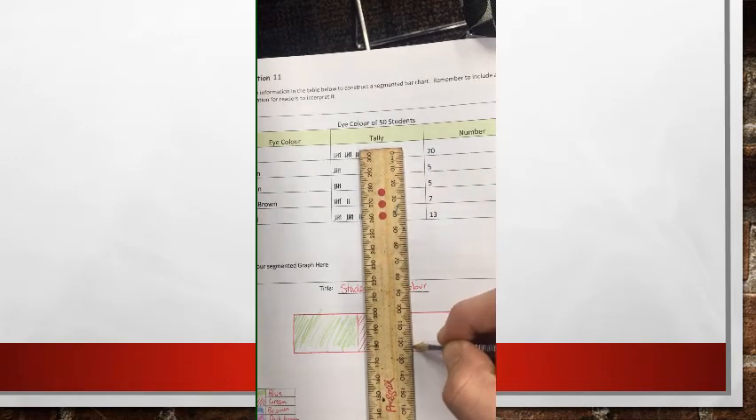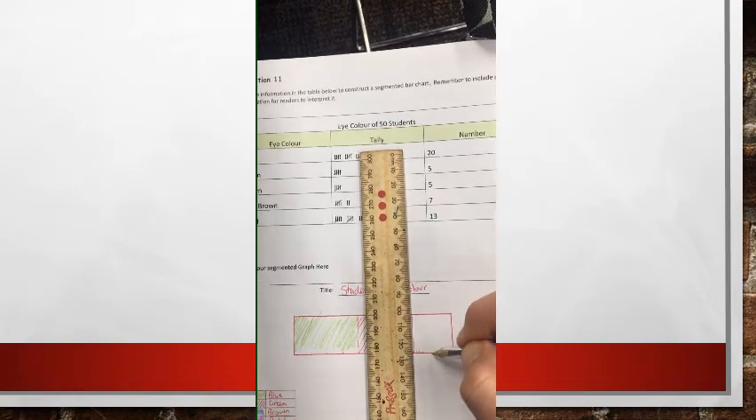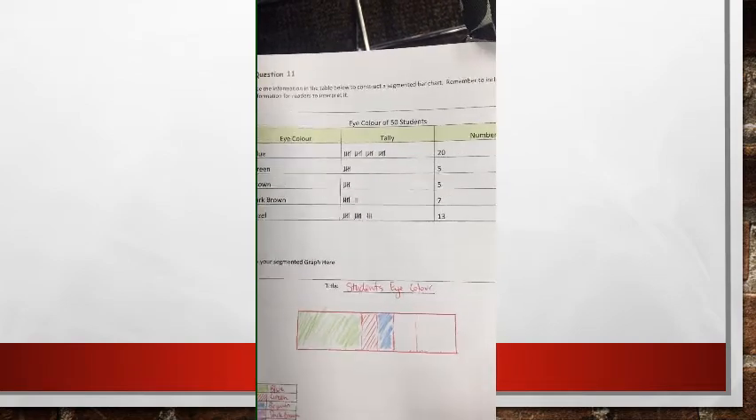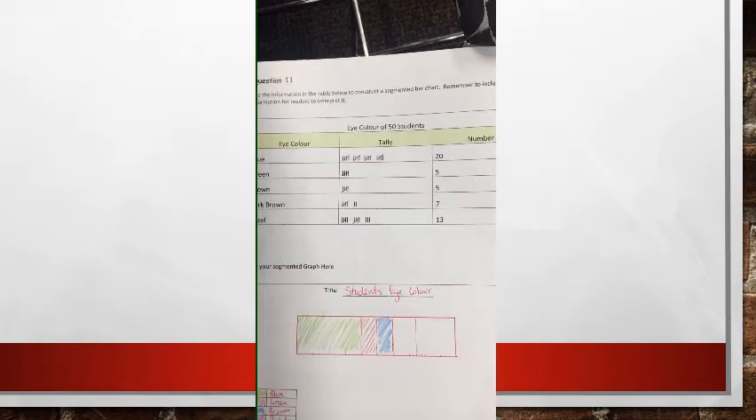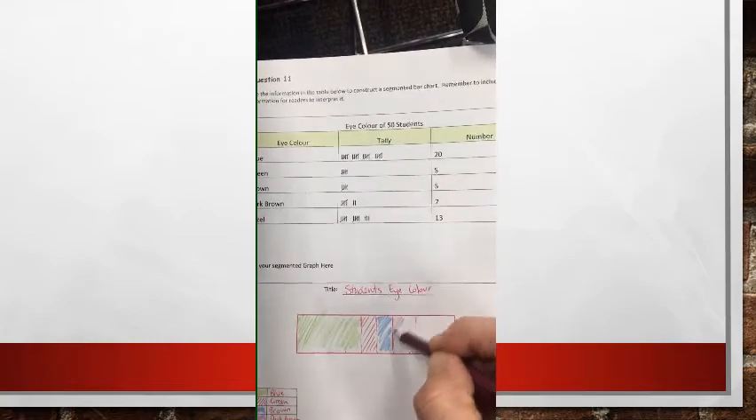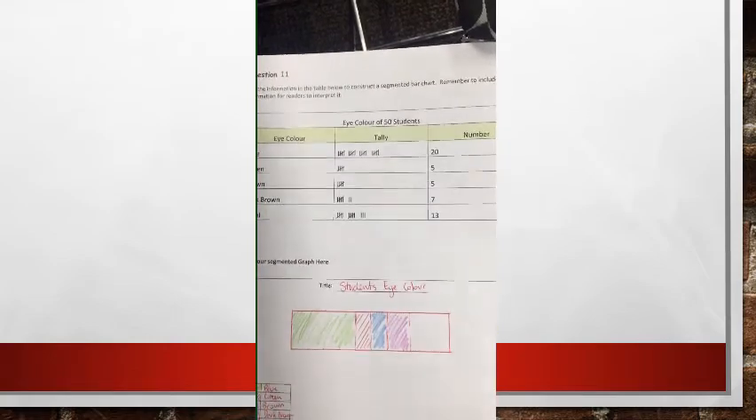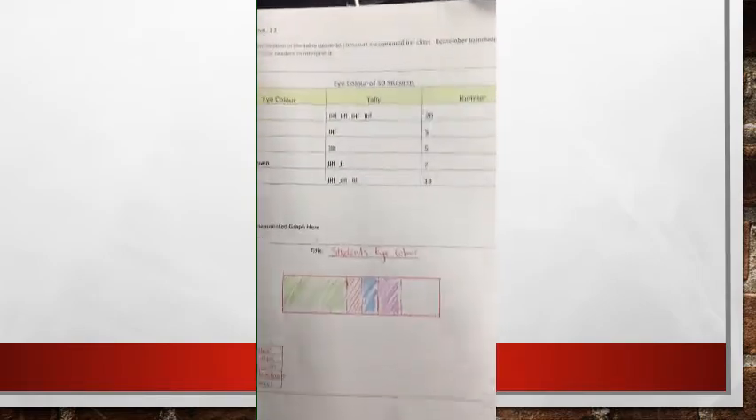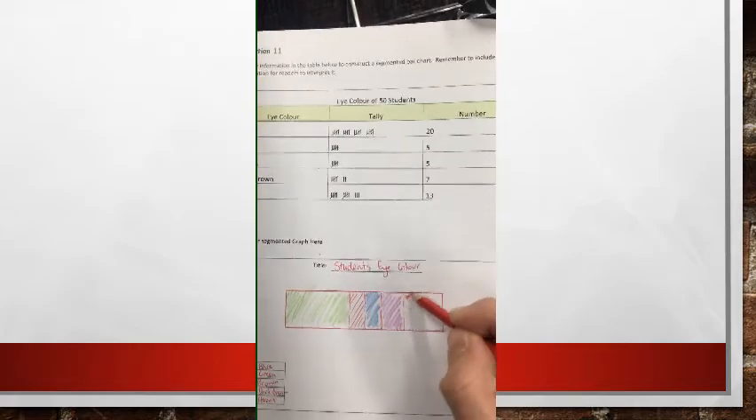And then I should be left with 13. 1, 2, 3, 5 and 5. So 5 plus 5 plus 3 is 13. Let's quickly colour those in. And you will see that I've then created a very accurate segmented bar graph.